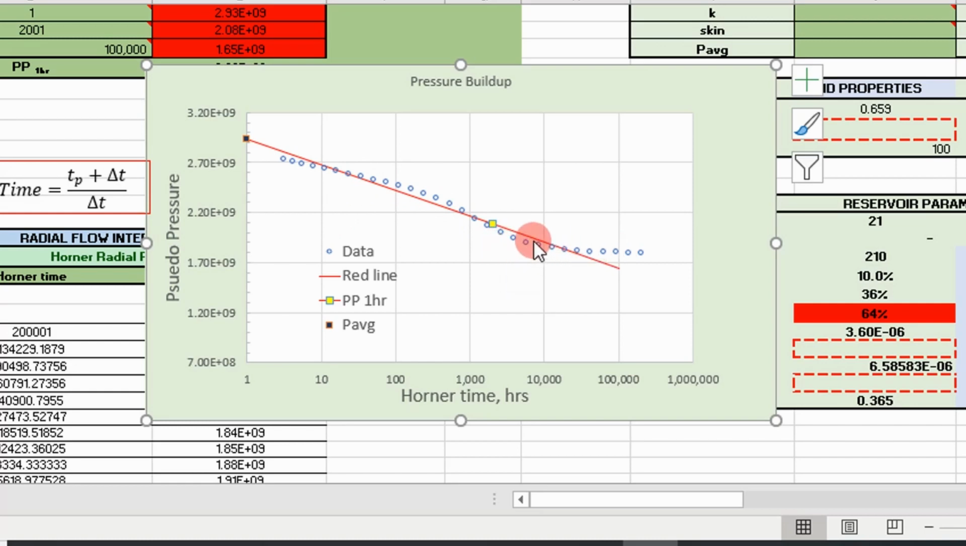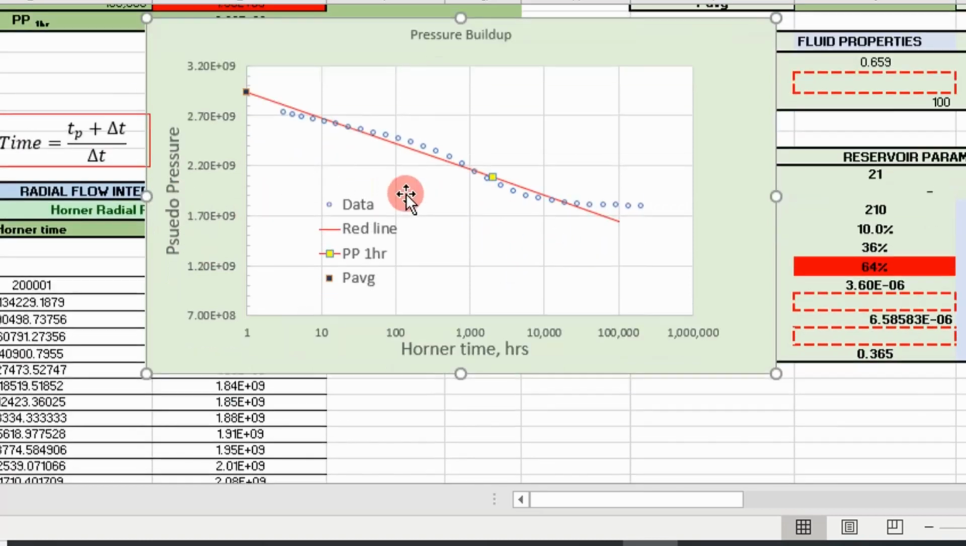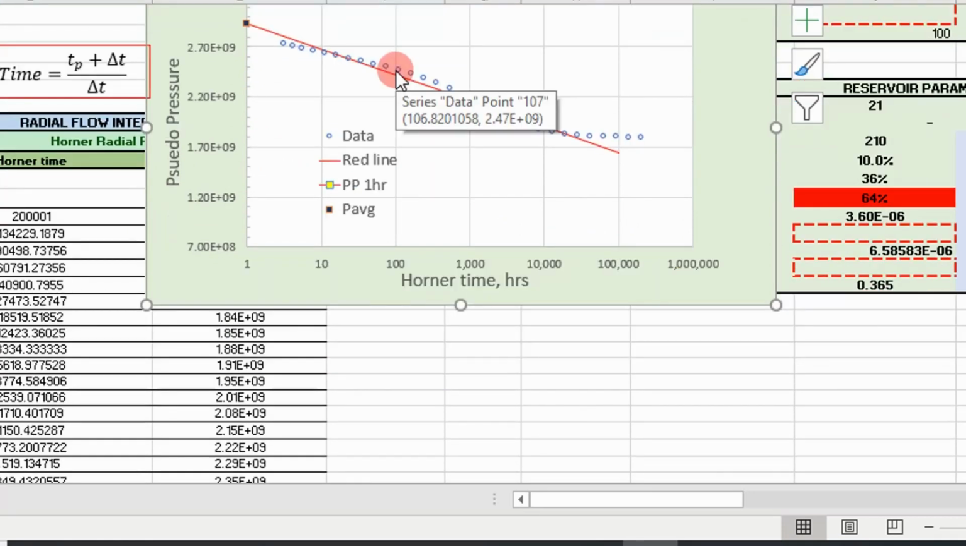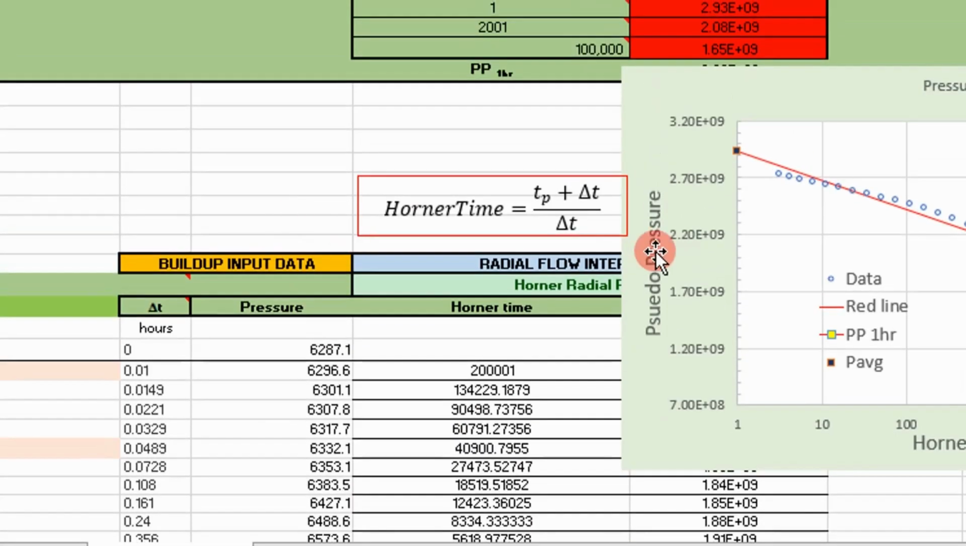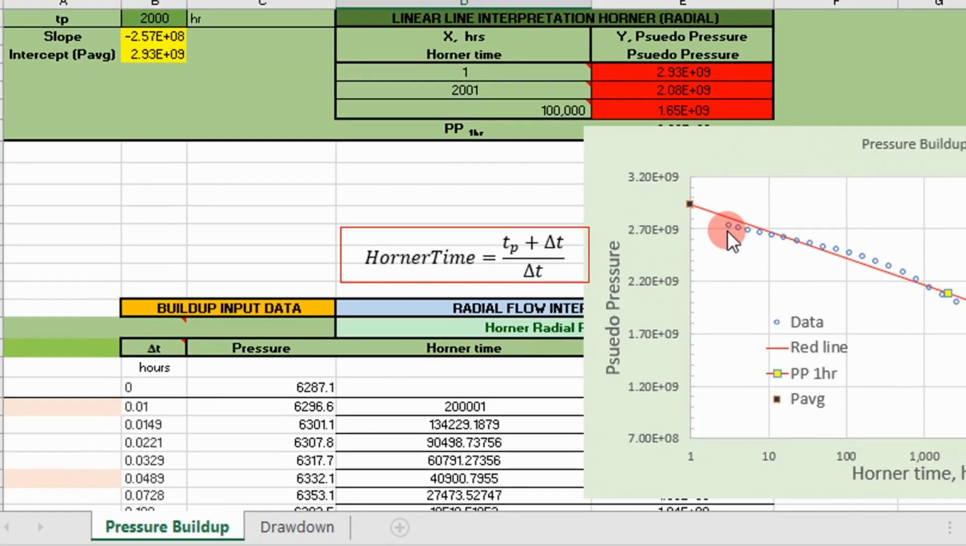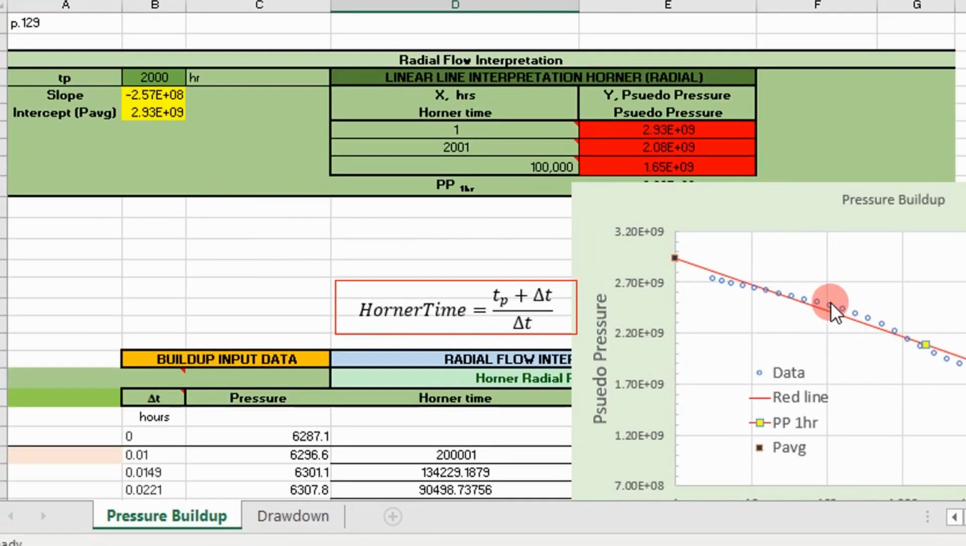We're regressing on some of those points. So I'm going to look at this point. Let's do 106.8 as our X. So 106.8. So we're going to stop. We're going to regress off of those points beyond 106.8, or to the left of 106.8.